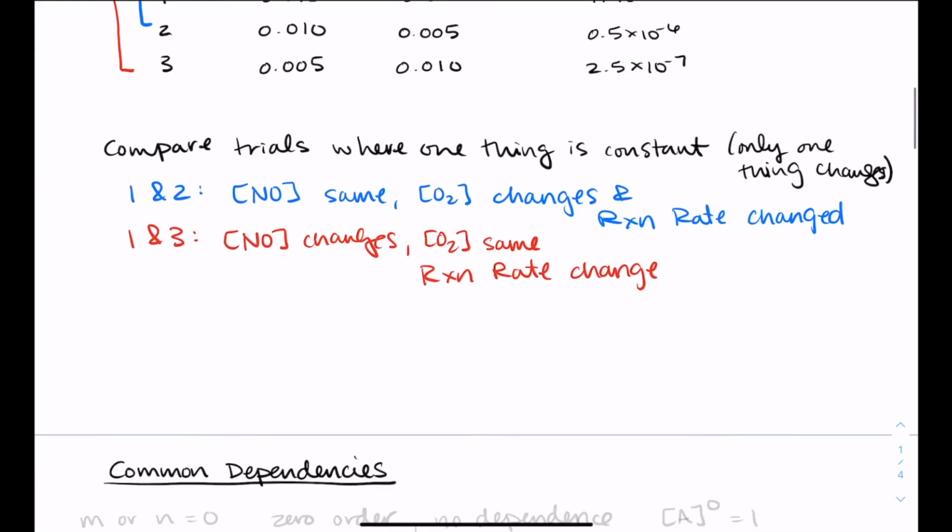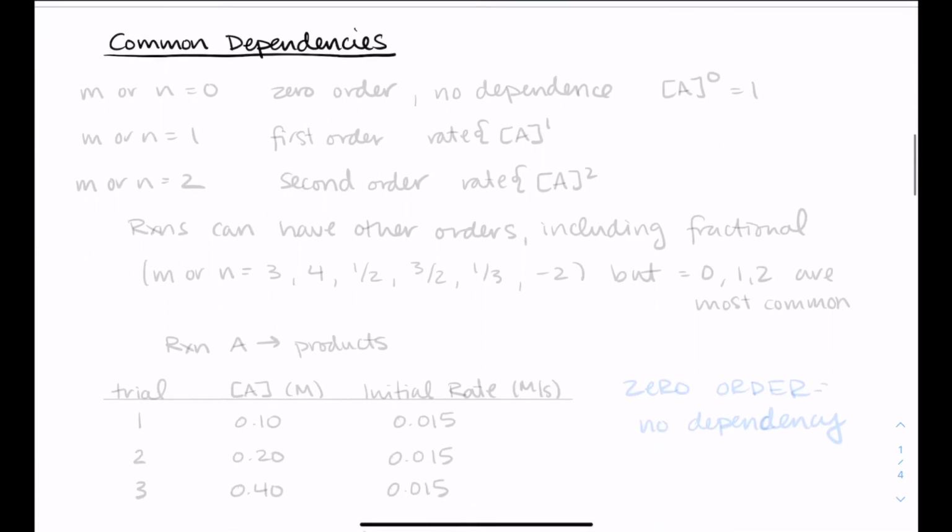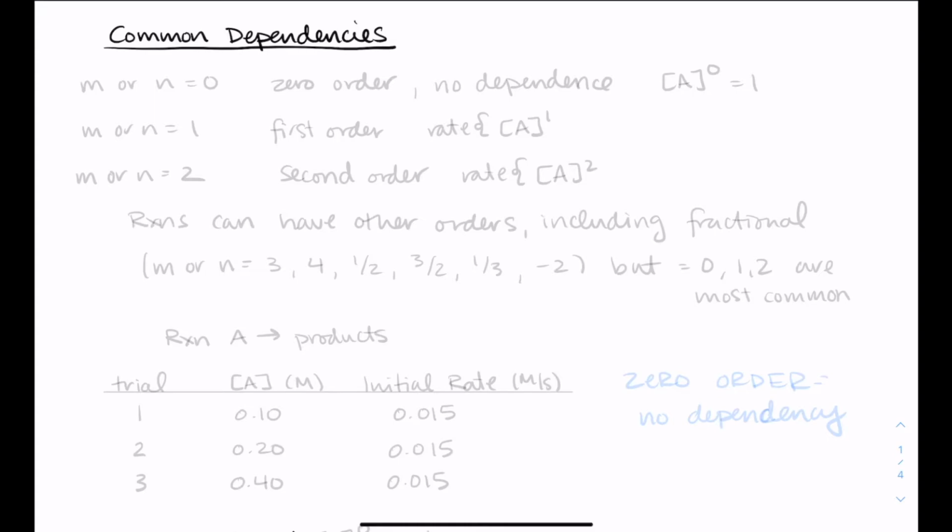So some common dependencies that you will encounter as we do this: when m or n is equal to 0, this is a 0 order reaction or a 0 order dependency. That means no dependence, right? If you put the concentration of A to the 0 power, you just get 1 out of it. So you can change the concentration, but the rate will not change.